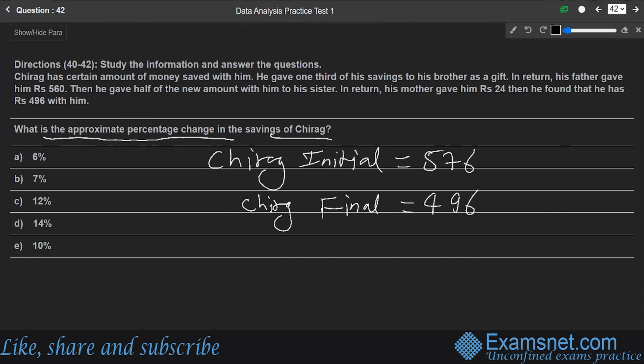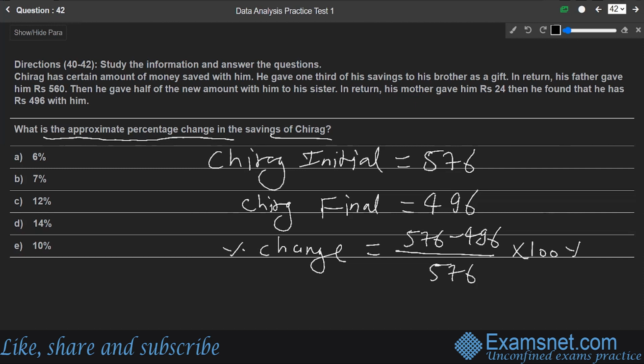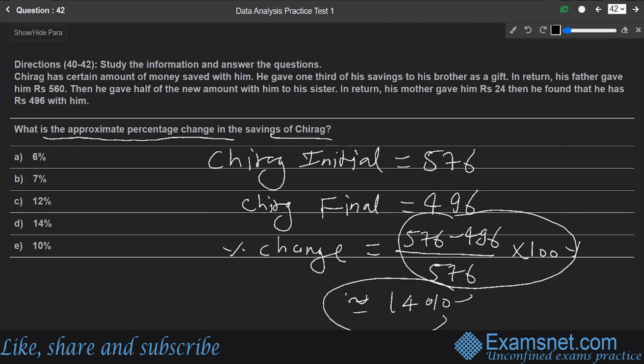So how much is the percentage change? Percentage change is always calculated by finding out the difference first. So the difference of 576 minus 496, divided by the initial saving, that is 576, into 100%. Final minus initial over initial into 100%, and the solution of this comes out to be approximately 14%. So that should become the right answer, 14%.